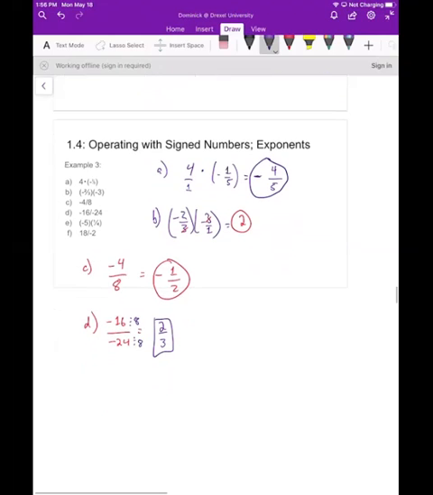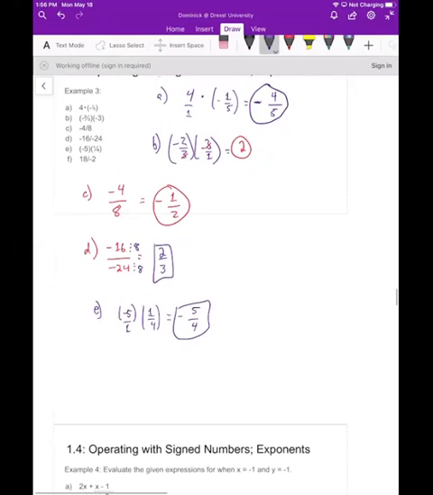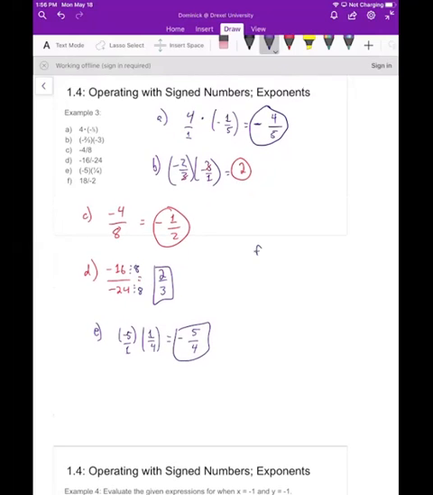For part E, we have a negative 5 times a 1 over 4. So we have negative times positive, so this is negative. If I put this over 1, I'm going to get that this is negative 5 over 4. And then finally, part F, 18 over negative 2 will, of course, be negative, and 18 divided by 2 is 9. So we get negative 9.